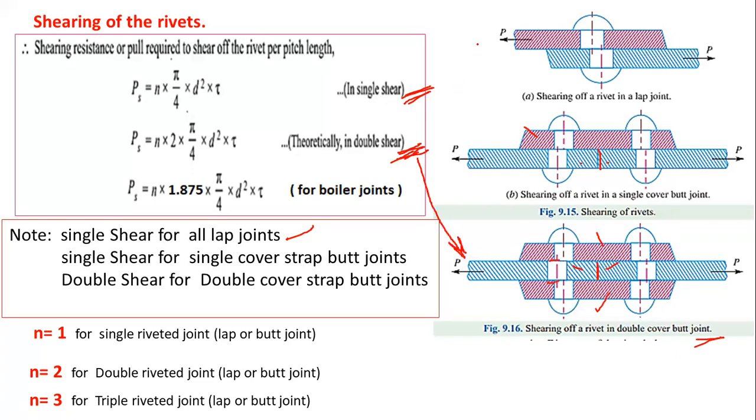For these two joints, you have to use single shear. For boilers, you have to use this formula.